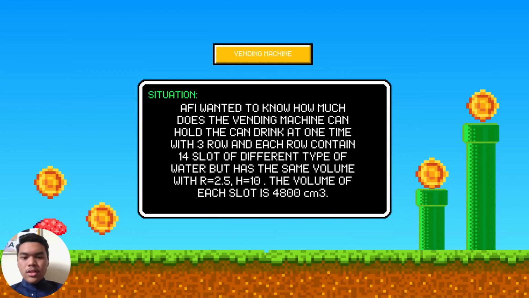So the situation is, Afi wanted to know how many can drinks the vending machine can hold at one time. With 3 rows and each row contains 14 slots of different types of water but with the same volume, with radius equal to 2.5 cm and height 10 cm. The volume for each slot is 4,800 cm cube.